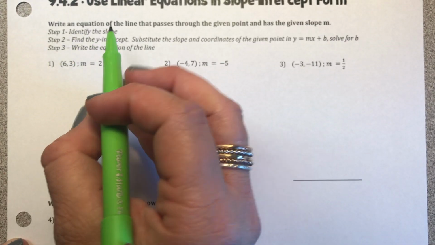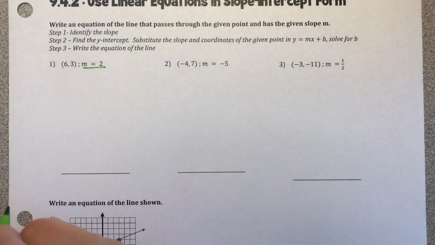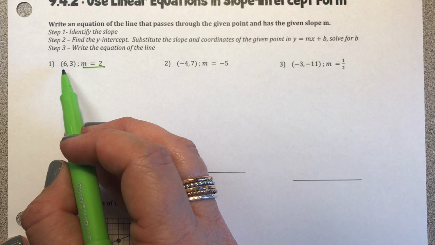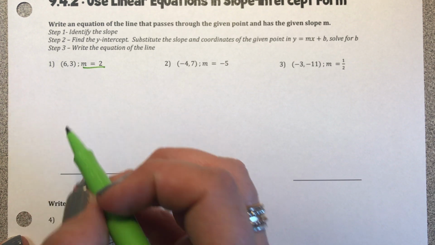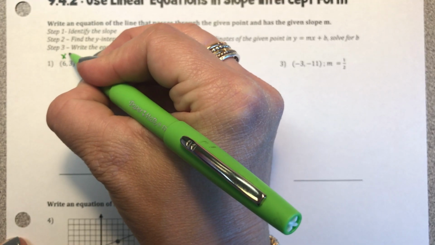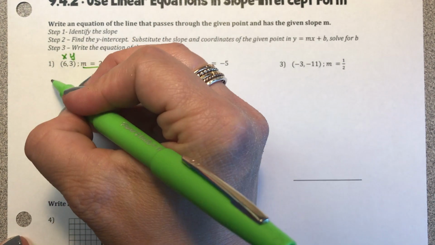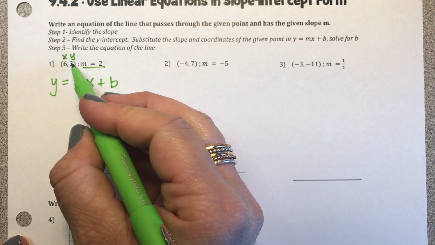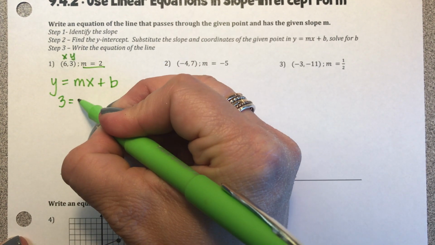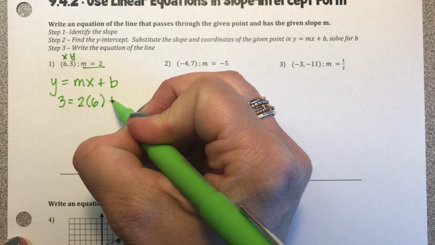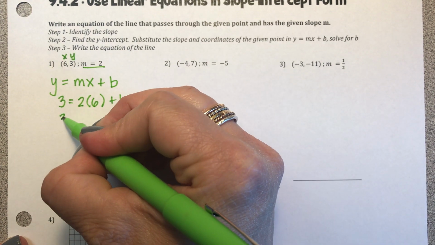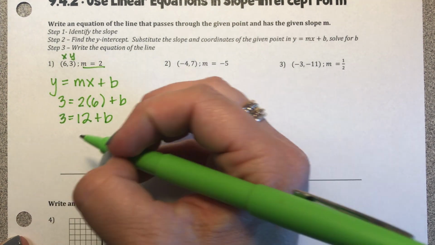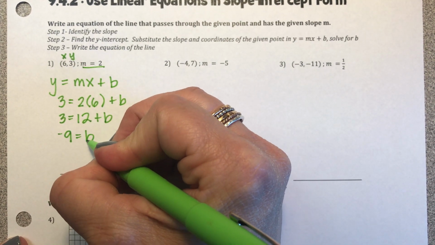Okay, so identify the slope, m equals 2. So we're going to find the y-intercept. Does this have an x value of 0? No. So we're going to substitute x, y, and m into y equals mx plus b. So y equals m times x plus b. So 3 equals 12 plus b, and then I'm going to subtract 12 from both sides to get -9 equals b.